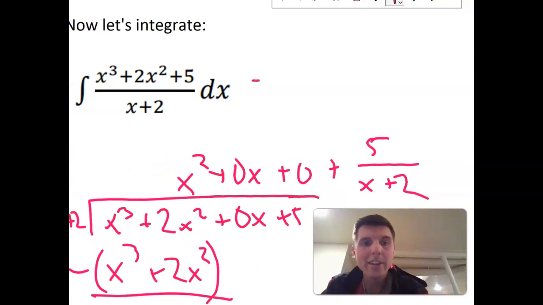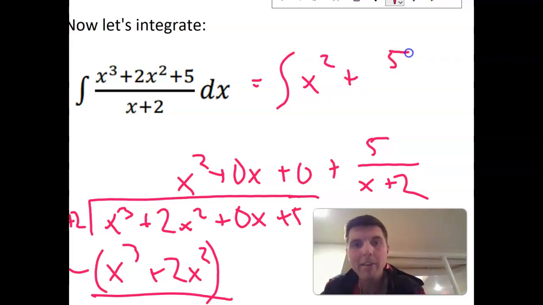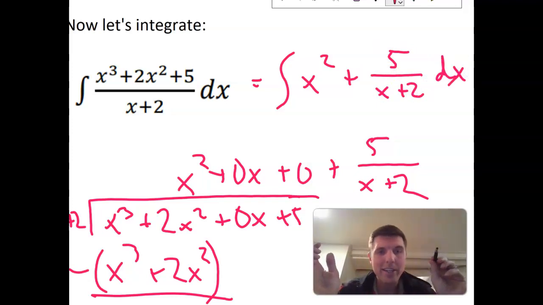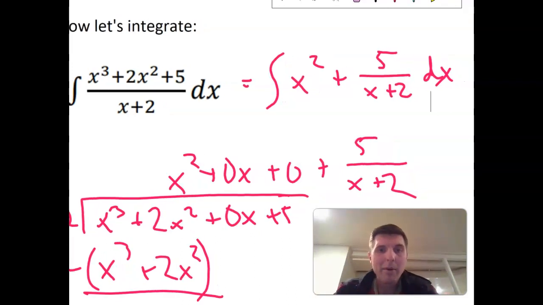Now I know this integral is actually the same as the integral of x squared plus 5 over x plus 2 dx. And now our question is like, could I integrate x squared? Absolutely. Could I integrate that second part? Yes, but it's maybe not obvious right away, but let's think about what we're actually saying here.